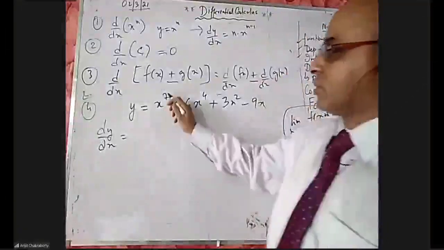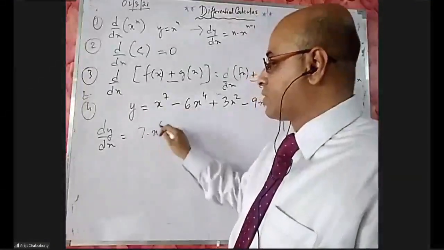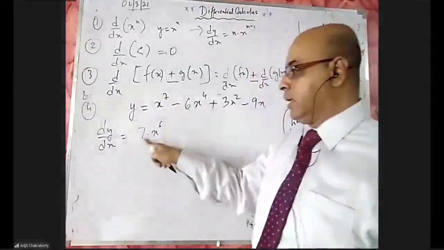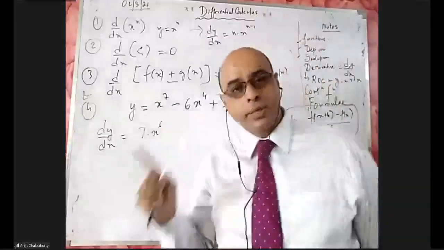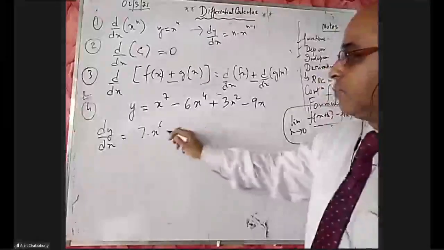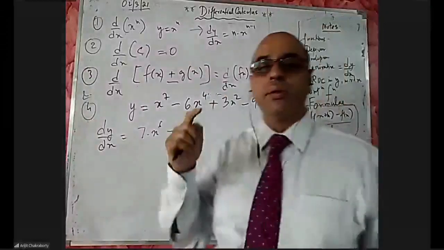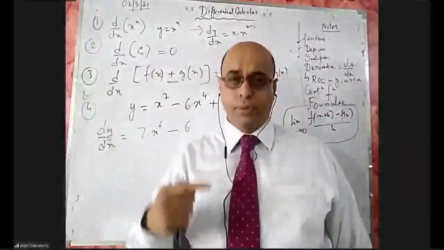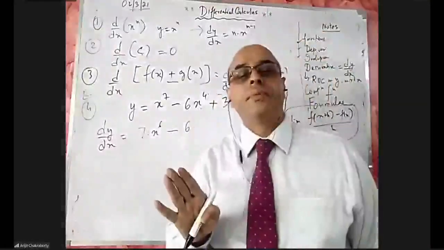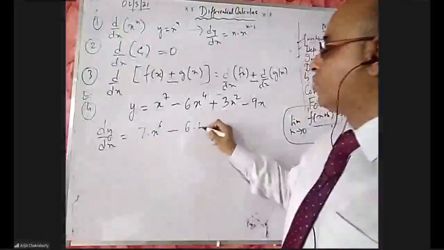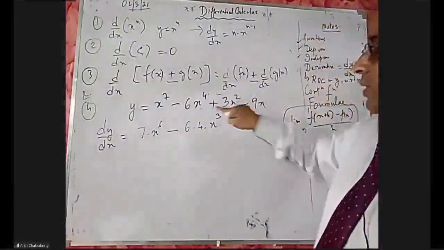So first is x to the power 7. I'm directly writing 7 into x to the power 6. x to the power n, nx n minus 1, 7x to the power 7 minus 1, so it is 7x to the power 6. Minus 6 x to the power 4. Here x to the power n is x to the power 4, so n is 4. So I will write 4 into x to the power 4 minus 1, that is 3.